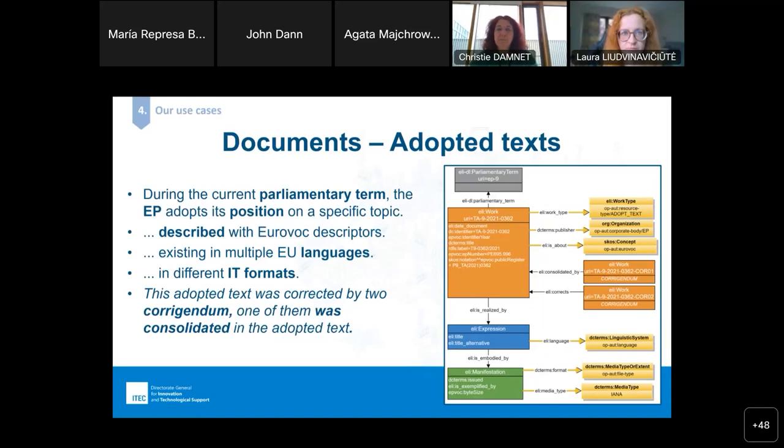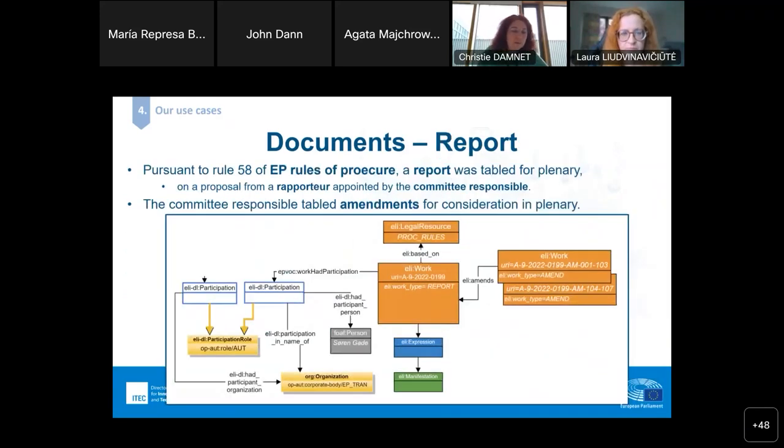Another example with a document is a report. So we have a rule of procedure, which is called Rule 58. This makes it possible for the report to be tabled in the plenary on a proposal from a rapporteur. The committee responsible tables an amendment for consideration in plenary. All this will be voted during the plenary stage. And this is what is represented here on the little extract.